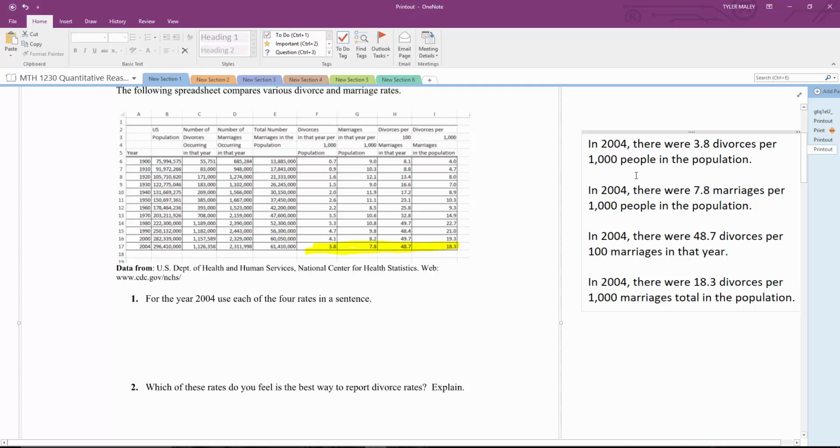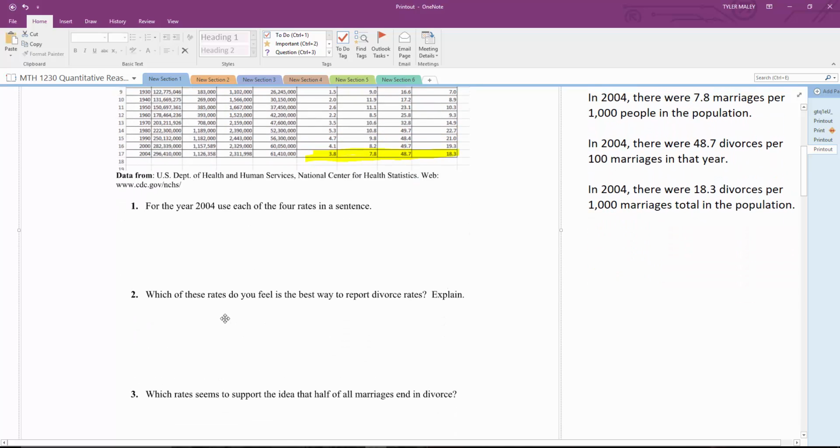I took all 4 of those numbers and put them in a sentence. And notice how specific I'm being. I'm stating the year and restating that rate, so that way it makes sense. So that's an important skill that we're trying to emphasize in this class: being able to take those numbers and say what those numbers mean.